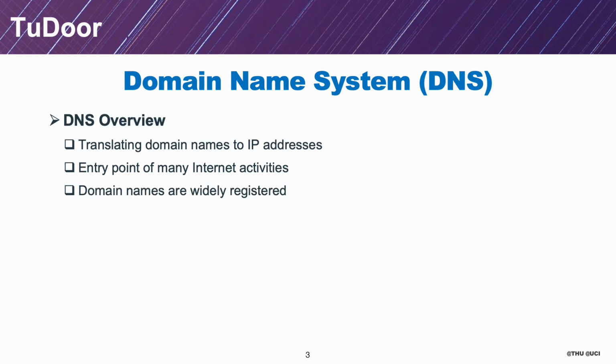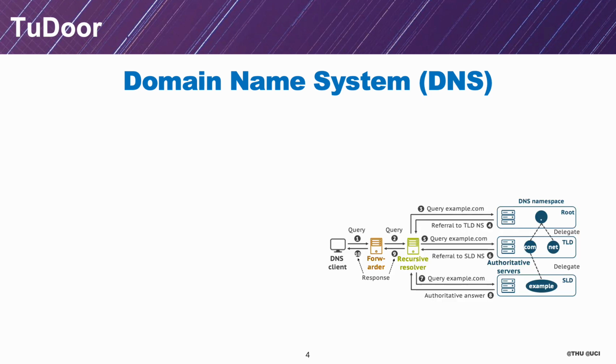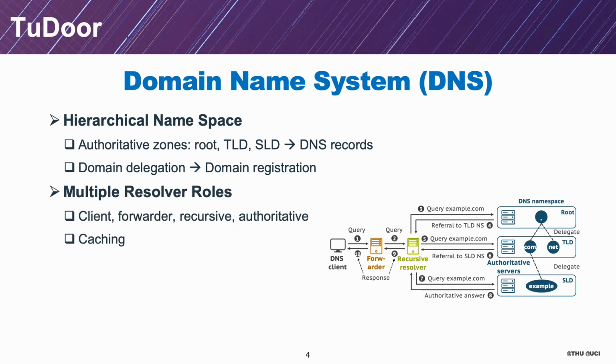To start with, in today's internet communication ecosystem, DNS plays an important role, translating domain names to IP addresses. It also provides a solid basis for multiple applications and services. According to VeriSign stats, more than 350 million domain names have been registered until now. So DNS is constructed in a hierarchical namespace. As shown on the right, there are different authoritative zones maintaining the DNS records from the top to the bottom: the root, TLD, and SLD.